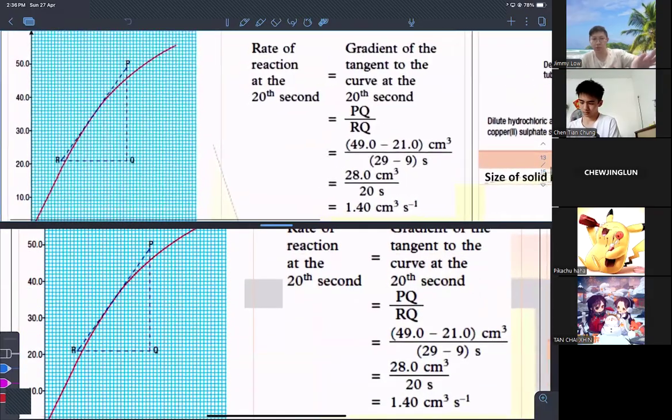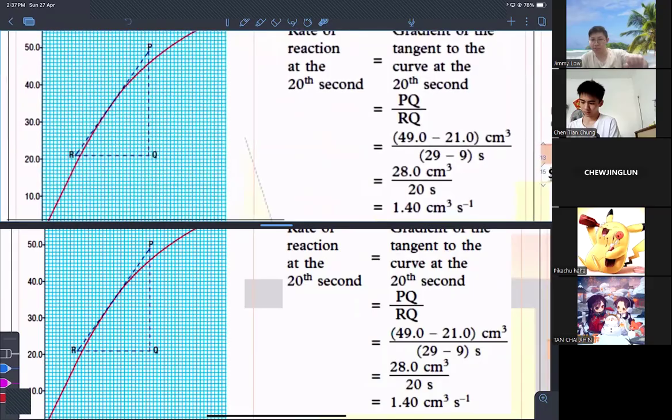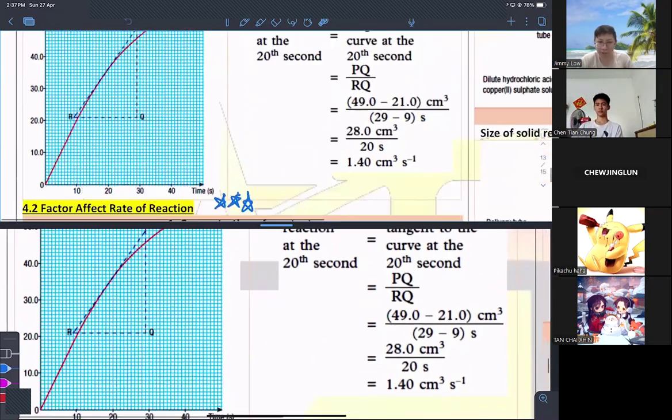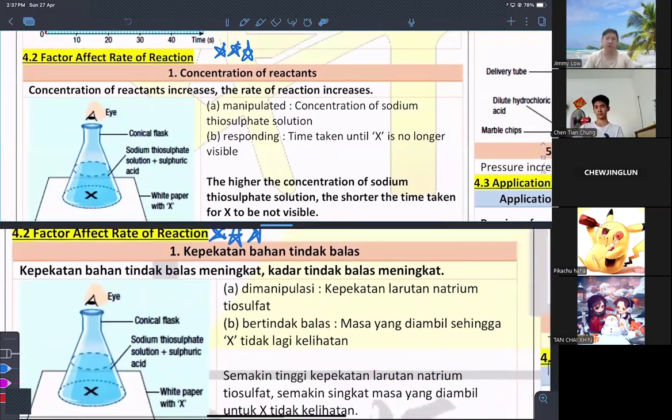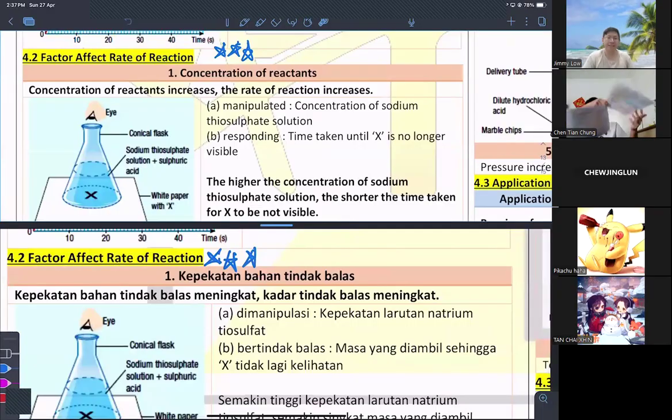In your syllabus, if you don't know, then it's okay. This one is less likely to come out, but when it comes out, a lot of people die. The important one is this one, 4.2: factors affecting rate of reaction. All of them are important.